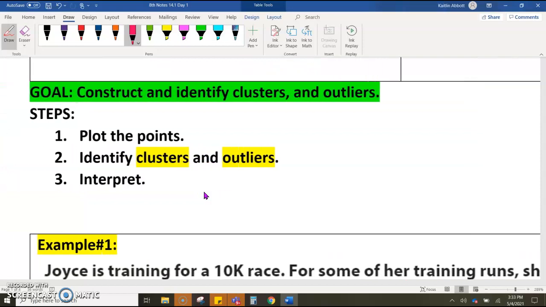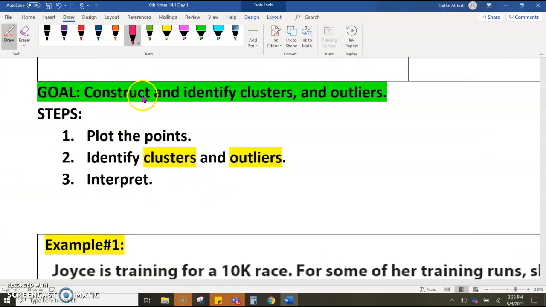Moving on, we are going to be constructing and identifying clusters and outliers. So we're going to be constructing and making graphs. So we're going back to graphs today. I know for some of you it's not your favorite. We're going to plot the points, and then we're going to be identifying clusters and outliers, and then we're going to kind of interpret what the graph is telling us.